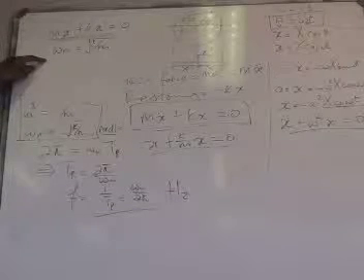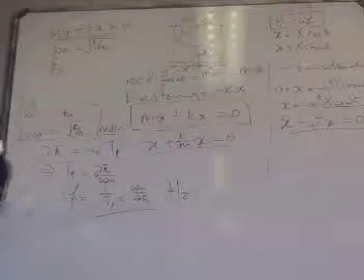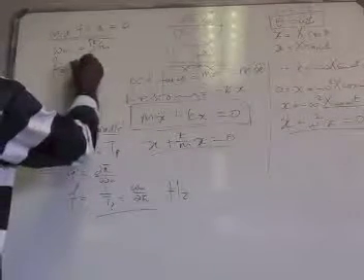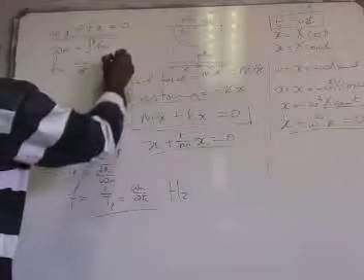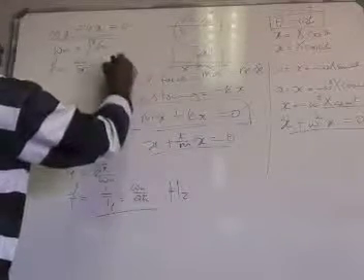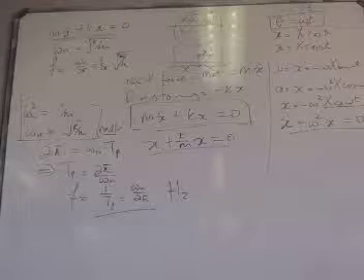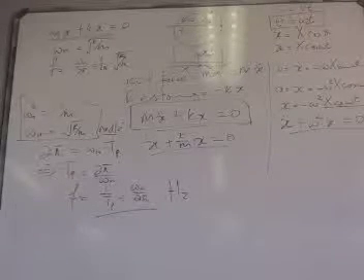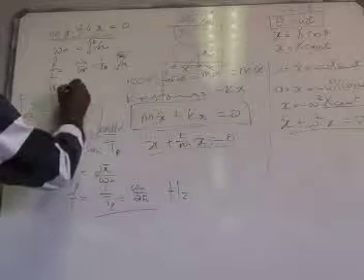Are we together? Besides that, what else can you find? You can also find the frequency, which is equal to omega n over 2 pi. From there, besides that, you can also find the period, 2 pi over omega n.